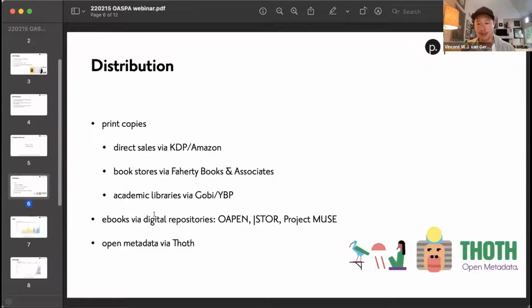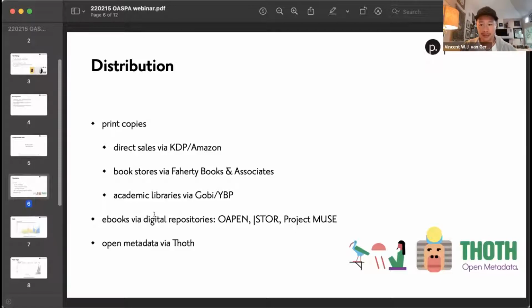And then academic libraries can get our books through the GOBI YBP system, which is a whole different ecosystem of really weird ways of acquiring books. But they get books from us as well. Ebooks go through digital repositories such as OAPEN and JSTOR and Project MUSE.